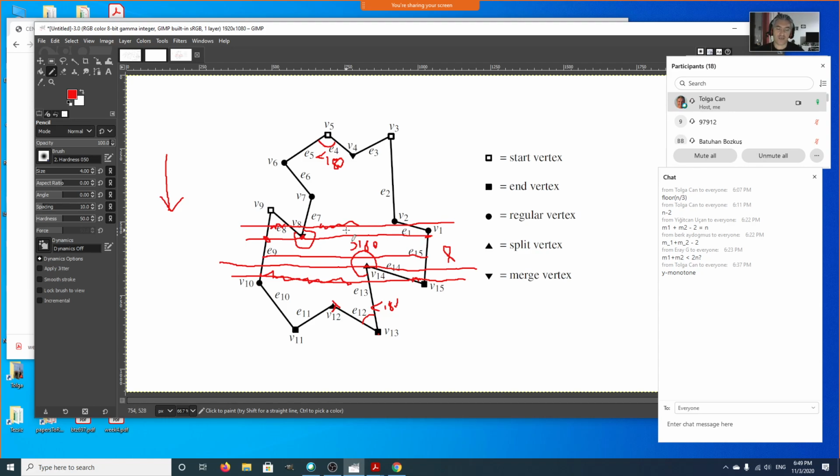Okay, now here is the thing. There's a theorem in the book, or maybe it's a lemma, that states that if a polygon does not contain any merge or split vertex, okay? If a polygon does not have any split or merge vertex, then it's a y-monotone polygon. So the algorithms that we are going to develop will be trying to get rid of the split and merge vertices by drawing diagonals. So if we don't have any split and merge vertex, then we have a y-monotone polygon, so our goal will be to get rid of them.